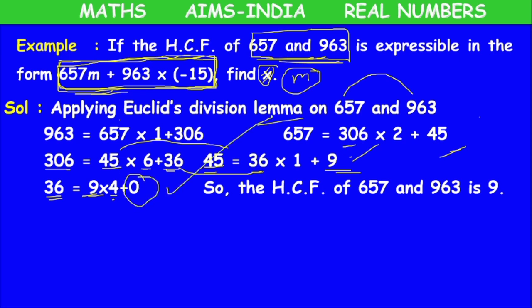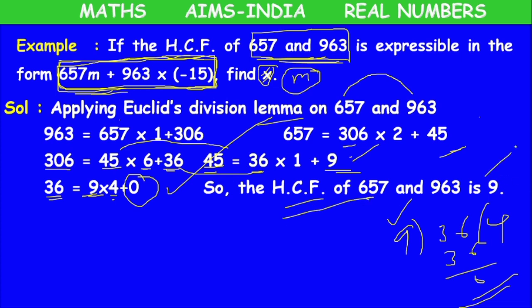So the Euclid division lemma process we have to continue until we get the remainder 0. When the divisor is 9, we have taken 4 times, we have got 0. So the HCF will be 9 for the given numbers. If they asked us to find HCF, 9 is the answer, the process is completed.